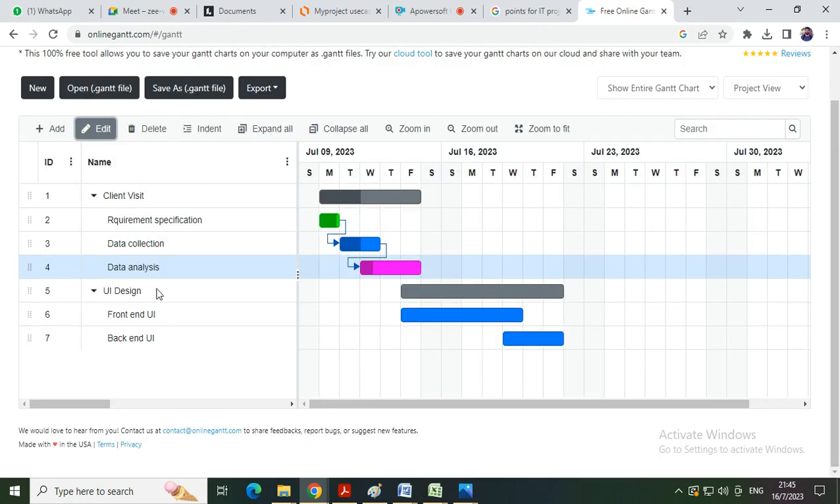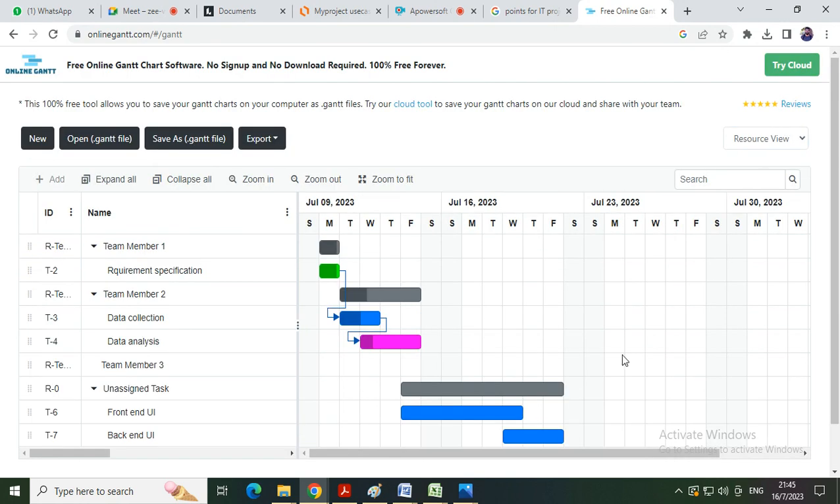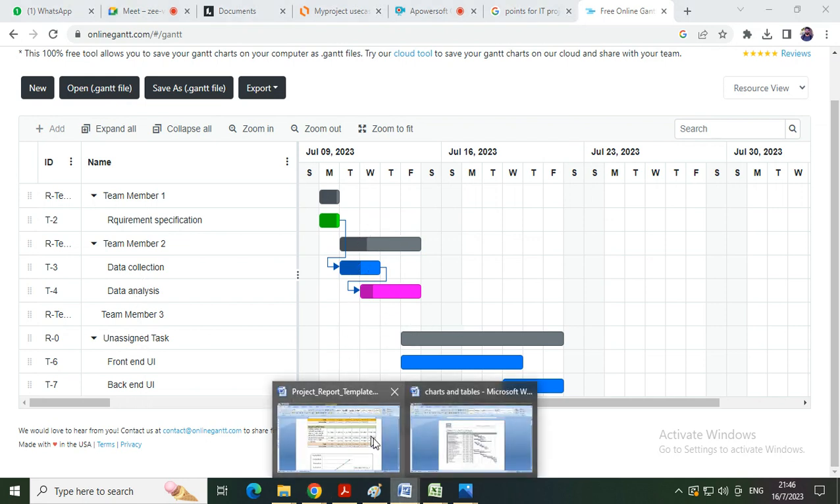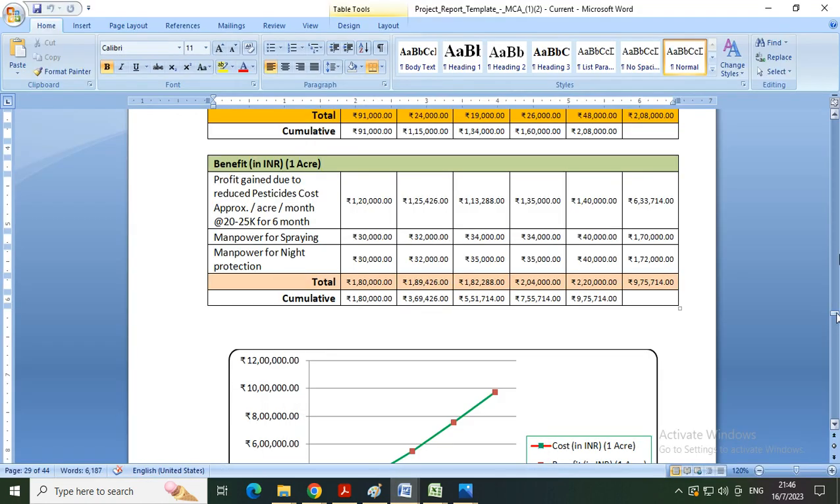After completing all these things, you just change from here to resource view. See, this is going to be your resource view. The same Gantt chart is now going to be a resource plan, so you can paste it as a resource plan in your project. Maybe if I put some good data, then it will look different. You can take a look here.